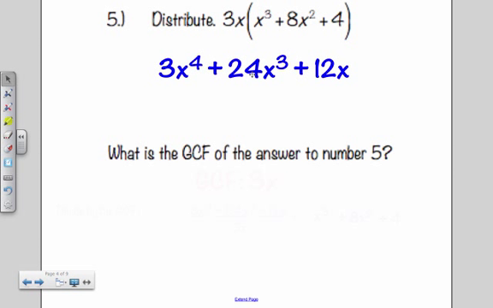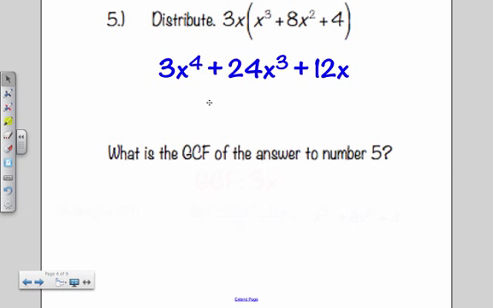So now the next thing that it asks you to do is find the GCF of your answer to number 5. So the answer is what's written in blue right here. So I'm going to look at my coefficients. My coefficients are 3, 24, and 12. So the largest number that's in common with 3, 24, and 12 is 3. And then this is a little bit on the easier side because there's only one variable. So I'm going to look at each one of the exponents. I've got x to the fourth, x to the third, and x to the first.